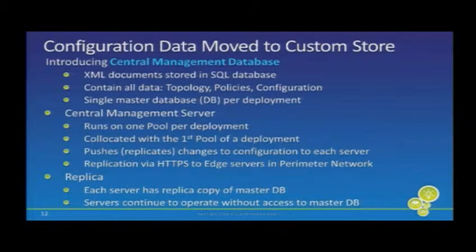As we said, each additional server that you deploy is going to have a copy of this database, and so that ensures that if the central management store on the first server and the first pool that you deploy is unavailable, your OCS infrastructure, your CS14 infrastructure, will continue to run because they each have a local replica of that. What you won't be able to do if that central management store is unavailable is make changes to your topology.